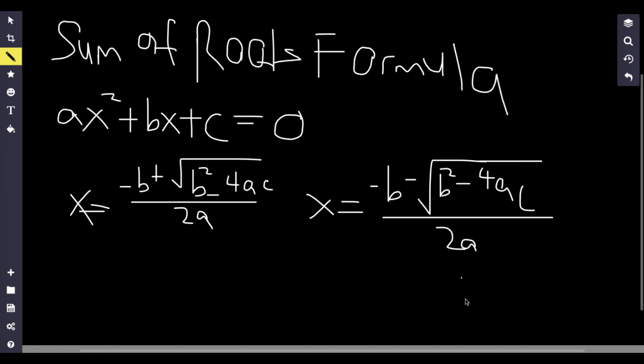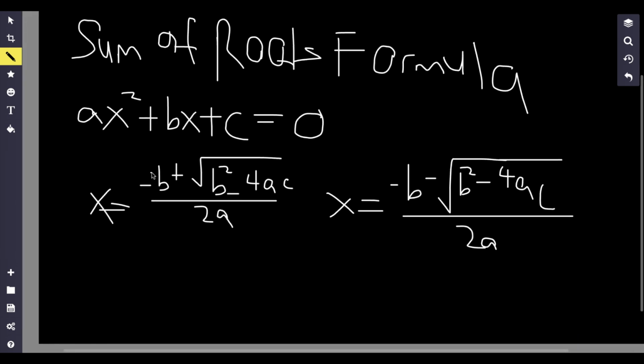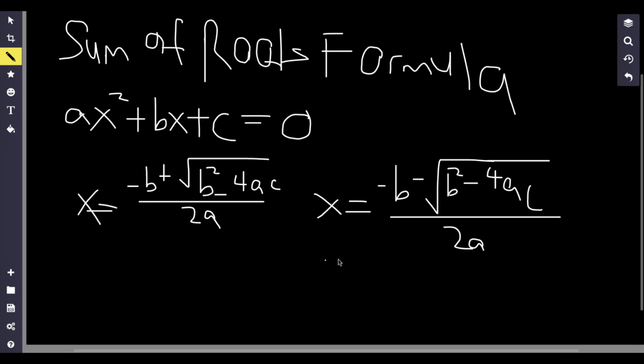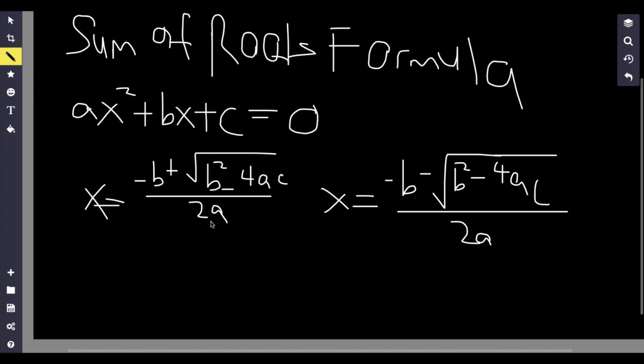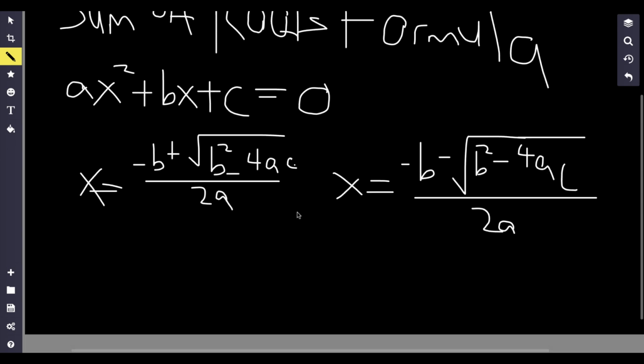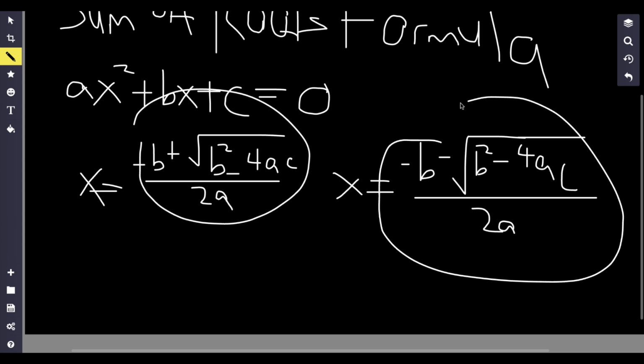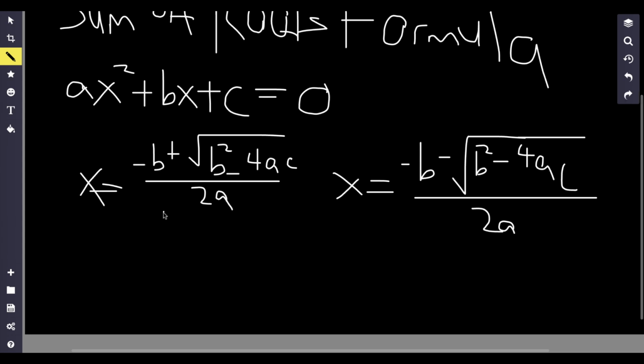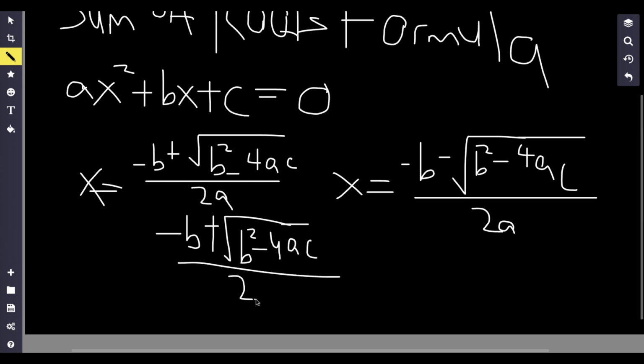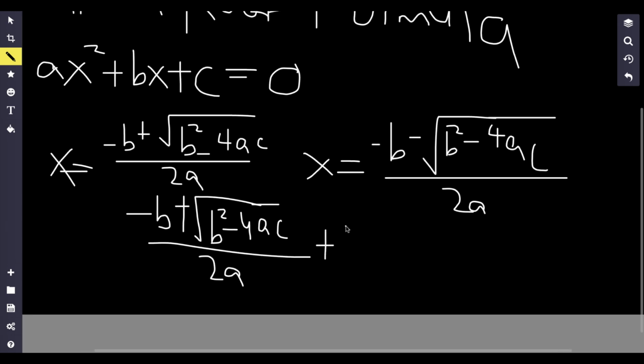Right? This is the quadratic formula. The two roots you get are x equals negative b plus or minus the square root of, and then so on. Now, if we wanted to find the sum of the roots, you would just add these two things together. If this is one root and this is the other root, you would add them. You would get negative b plus the square root of b squared minus 4ac all over 2a, plus negative b minus the square root of b squared minus 4ac all over 2a.